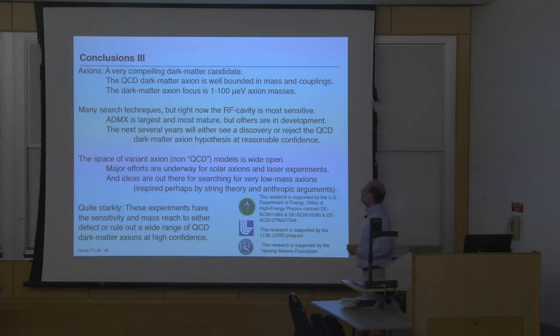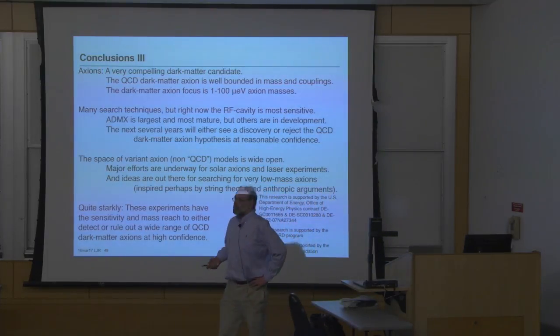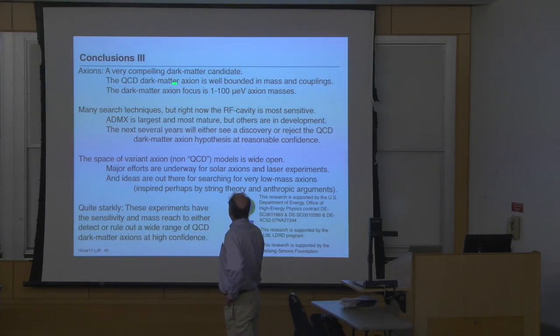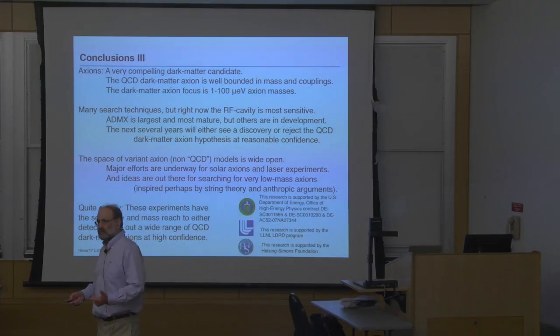Conclusions three is, I just wanted to wrap up. The axions are a very compelling dark matter candidate. The QCD dark matter axion is well bounded in mass and coupling.